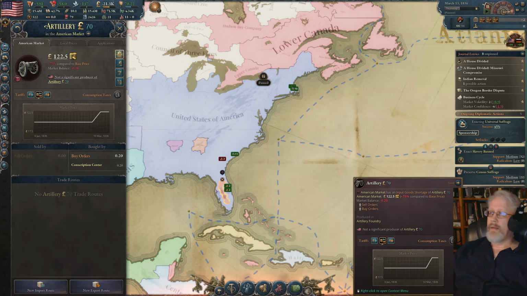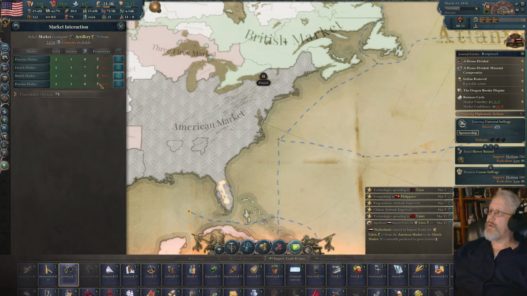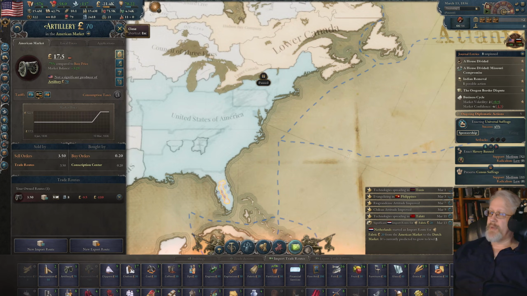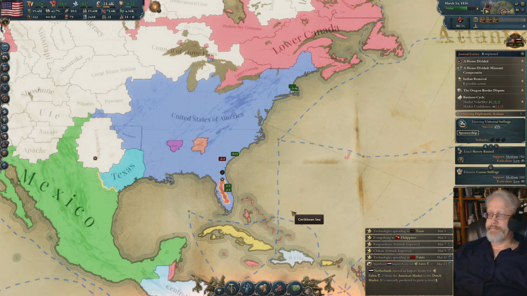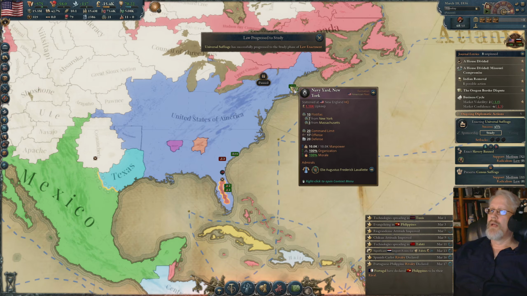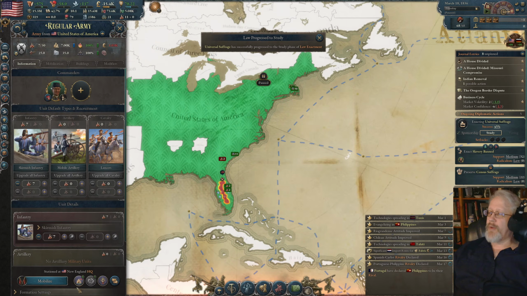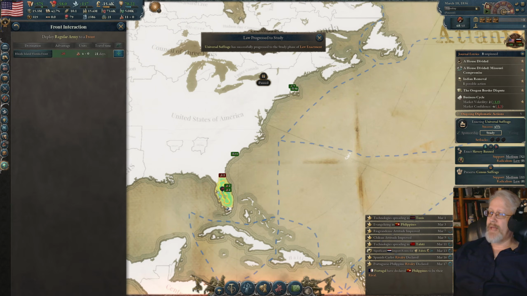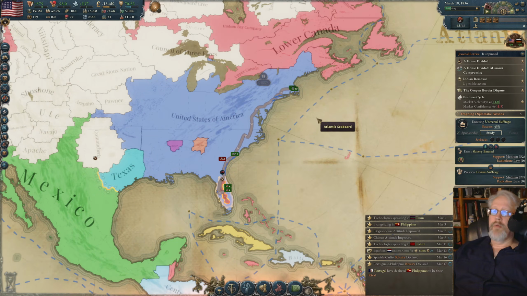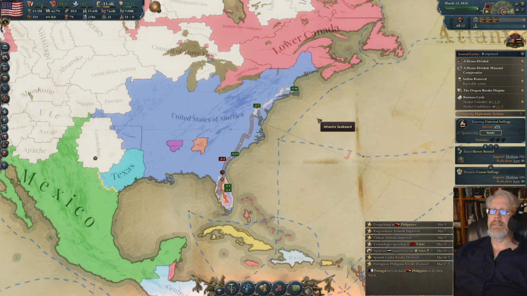Well, let's import a tiny bit from the Prussians, just because we need it in this war that we're fighting with the Seminoles. Oh my gosh, it's minus 20. Oh, no. Quick, get the regular army involved. Mobilize, send them down. Ah! And we are working on our suffrage there.